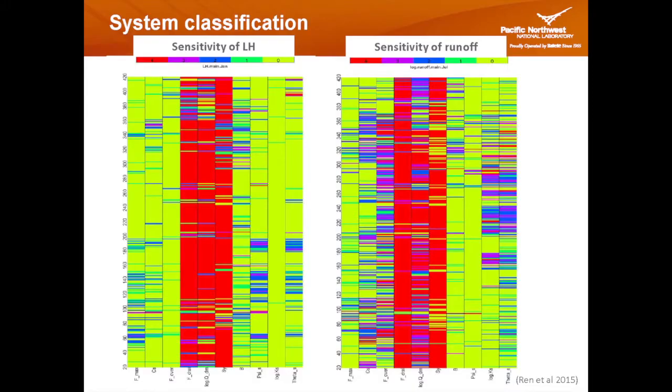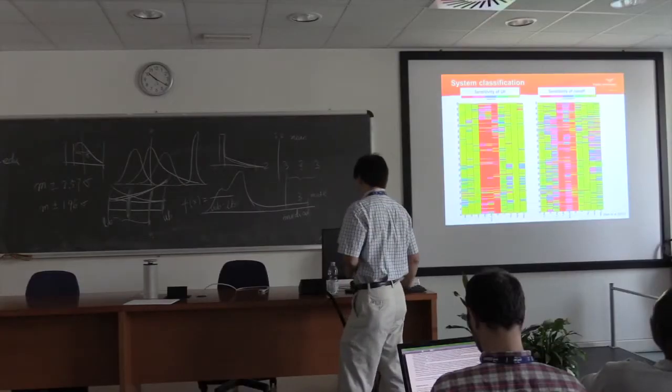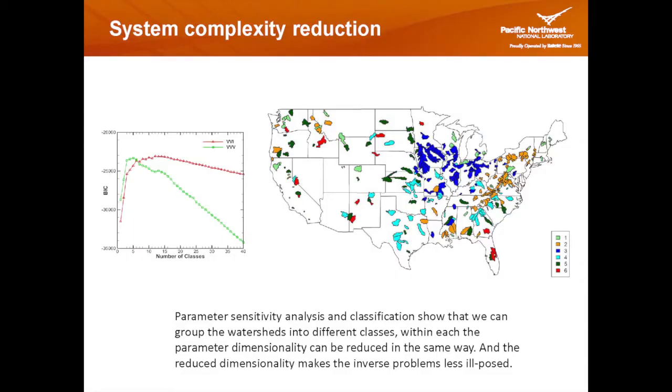So based on these studies, based on the parameter sensitivity patterns, we can classify the complex climate system into maybe simpler systems. For example, across the United States, we want to do model calibration at each watershed. These different small areas are the individual watersheds in the United States. So we cannot do the work, like calibrate at each site. That takes probably 30 years to do that.